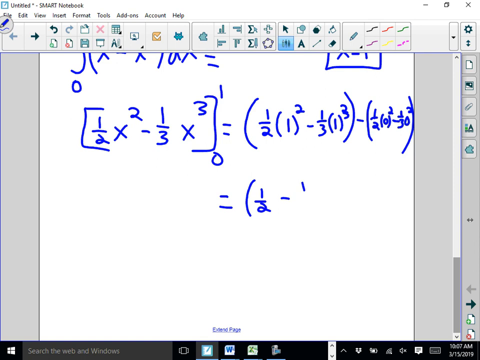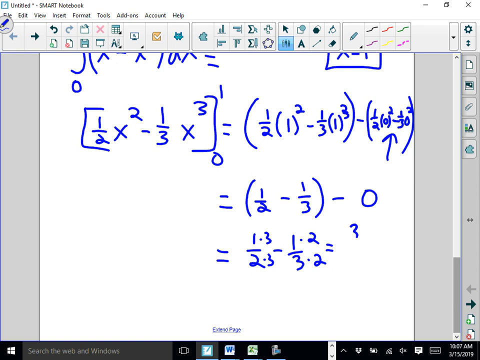The nice thing is this whole thing equals 0, so I don't really have to worry about it. All I have to do here is a half minus a third. In order to subtract these, I need a common denominator, so I'm going to multiply these by 3 and these by 2. And I'm going to get 3/6 minus 2/6, which gives me a final answer of 1/6.